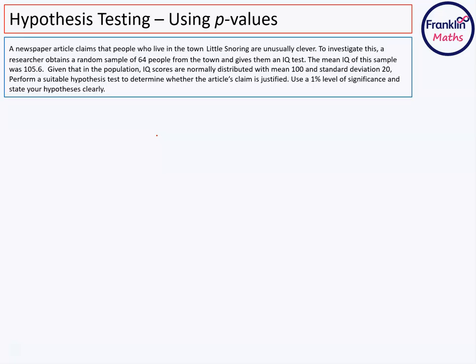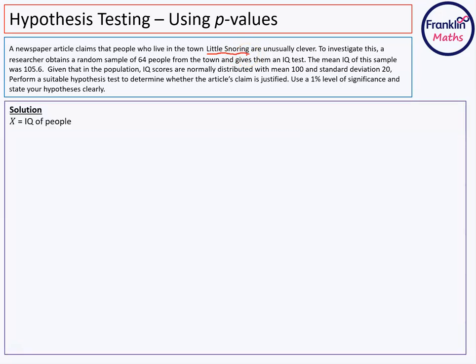So we've got a newspaper article that claims that people who live in the town of Little Snoring are unusually clever. We're going to investigate it. Got a sample size of 64. Give them an IQ test. I'm going to work on this as before. Okay, I had a little bit of fun finding interesting town names in the UK. Most of them were inappropriate, but Little Snoring fitted quite nicely. Okay, so we're going to get on with this.